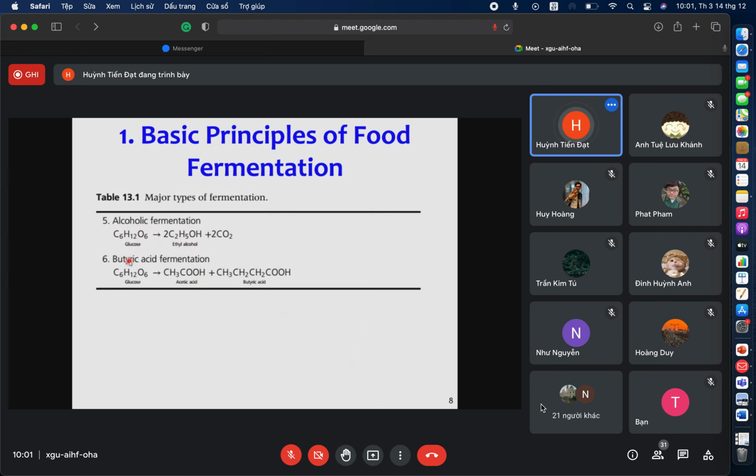And the last one, butyric acid fermentation, sometimes involves the function of some molds. They convert the substrate like glucose into acid and butyric acid. This one is very important for cheese. During the ripening of the cheese, we wish to have the butyric acid and the flavor.